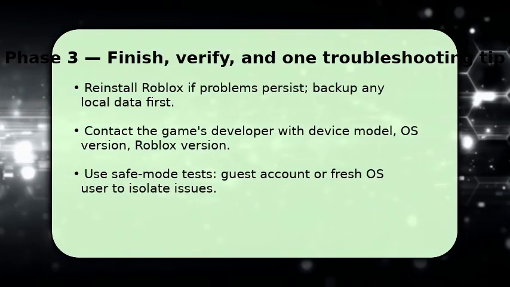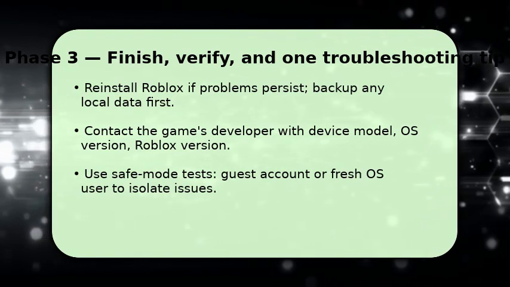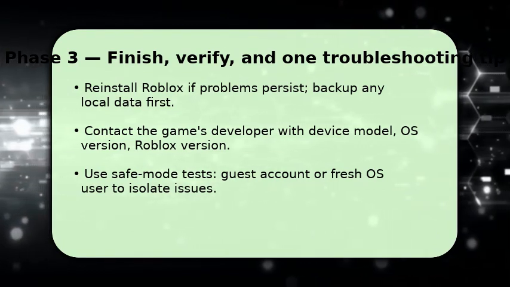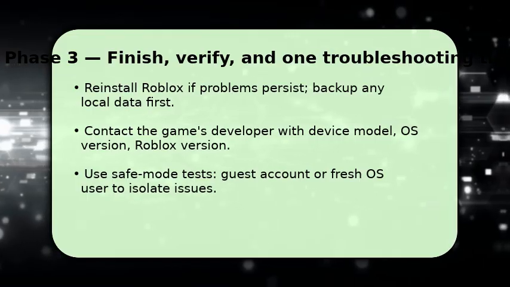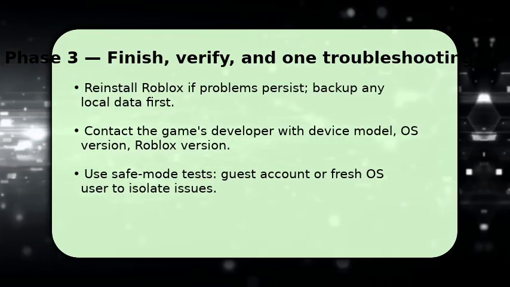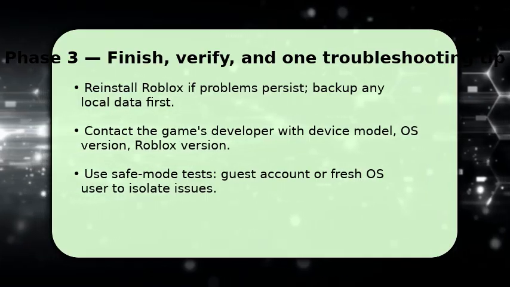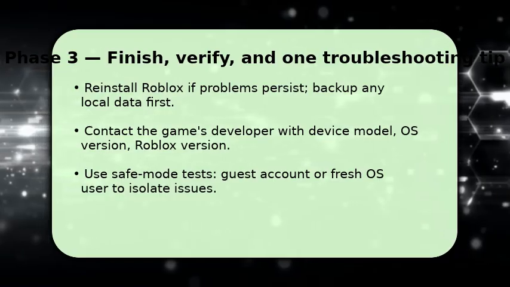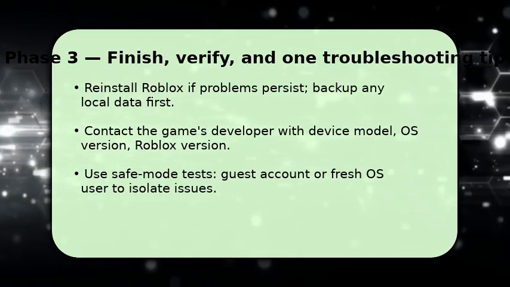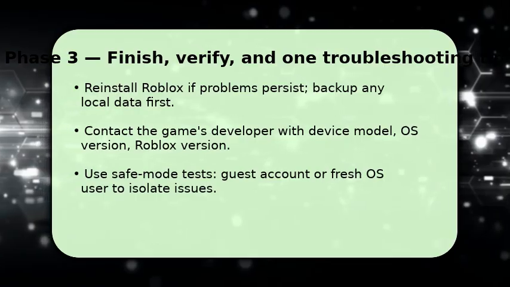Finish by reinstalling Roblox when adjustments fail. Uninstall, then reinstall to force a clean configuration. This often clears corrupted settings. If the issue persists, contact the specific game's developer, and provide device model, OS build, Roblox app version, and exact repro steps so they can patch compatibility.